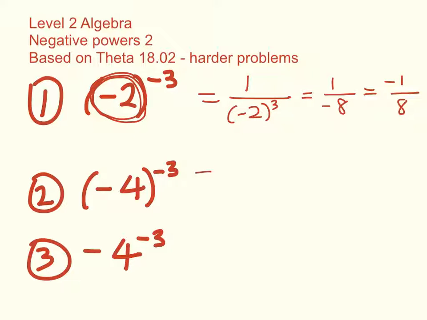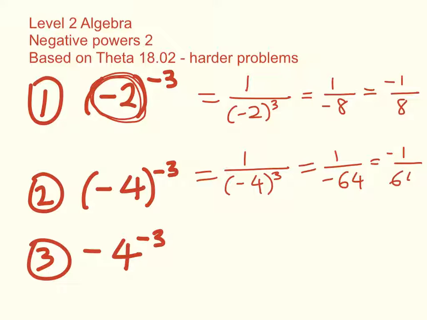The next one is very similar. It will be 1 over negative 4 in brackets cubed, and that's just following on from my definition of negative powers covered in the last video. So that equals 1 over negative 64, which is negative 1 over 64.